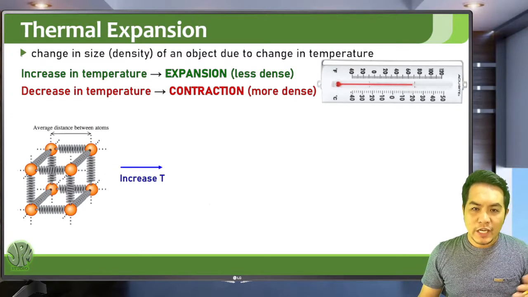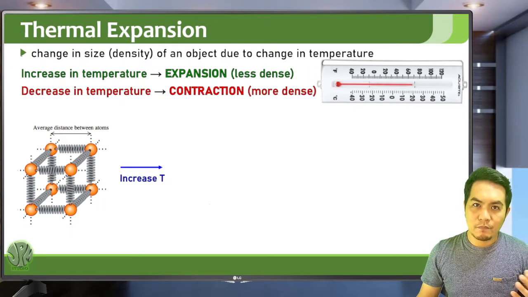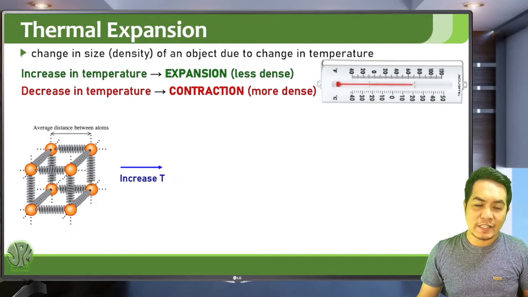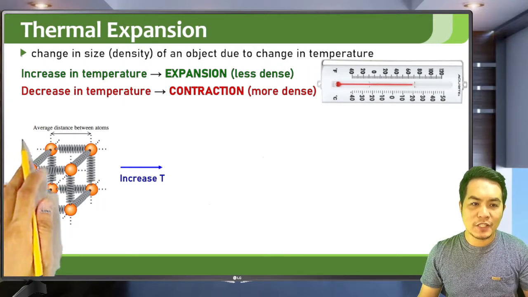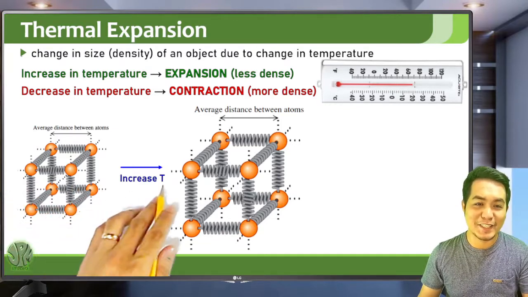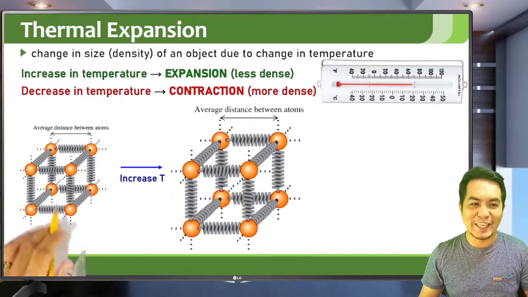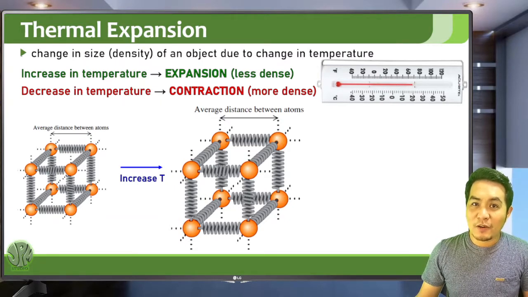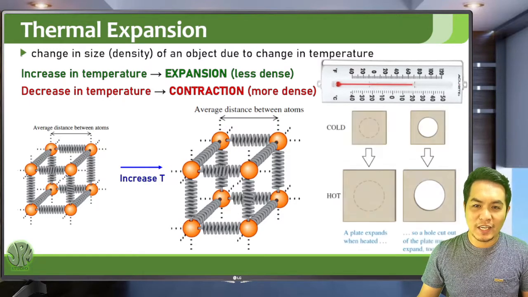So in the atomic or molecular picture, what happens when you increase the temperature is just that the average distance between the atoms or between the molecules increases. But the size of the atoms doesn't change. So please disregard the change in size in my picture. The atom should stay the same size, but the distance between the atoms changes. So that is the molecular or atomic picture of thermal expansion.